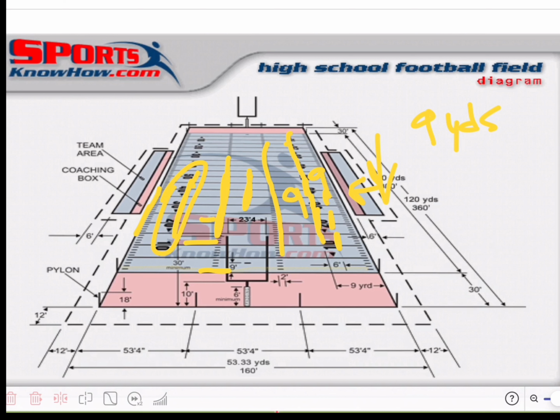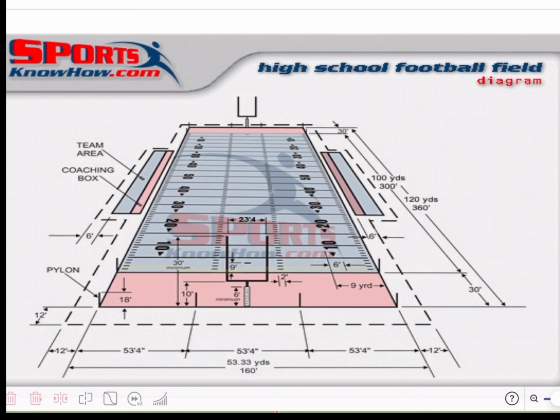Okay, last part we need to talk about. These are the goals. These are called the goals. They look much different now than they used to, but they're fairly standardized now. So these are the rules about the goalposts. They must be 10 feet high at the top of the crossbar. This is the crossbar because it goes across. That crossbar has a clearance of 10 feet, just like a basketball goal.